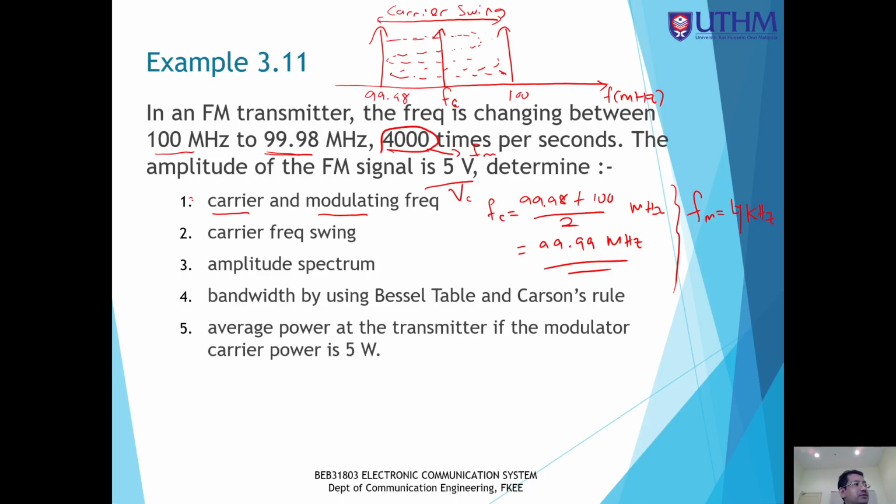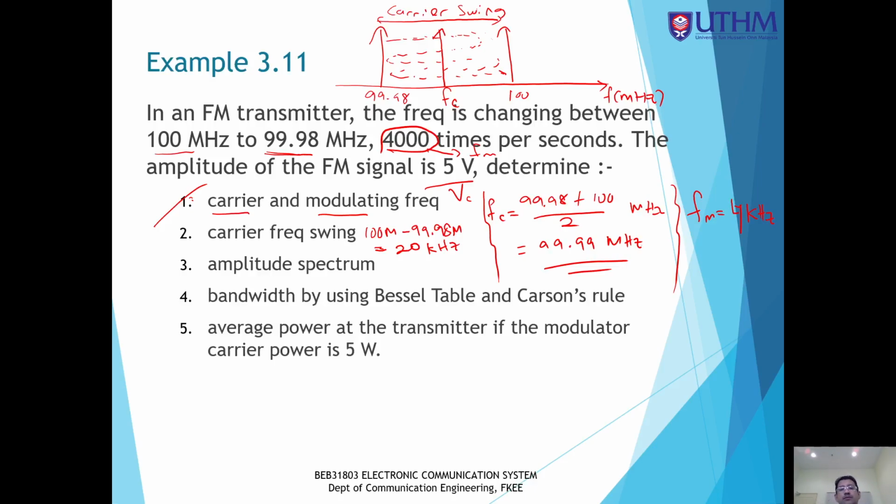Then the question asks how much is the carrier swing. So carrier swing is the difference from the maximum to the minimum frequency, which is 100 megahertz minus 99.98 megahertz. So you will get this equal to 20 kilohertz.